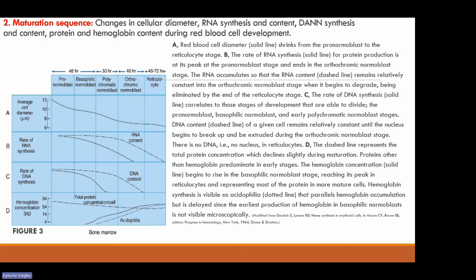What happens to average cell diameter during these stages of red blood cell development? What happens to the rate of RNA synthesis during these stages of red blood cell maturation? What happens to the rate of DNA synthesis during the stages of red blood cell maturation? How does hemoglobin concentration behave during the process of red blood cell maturation?